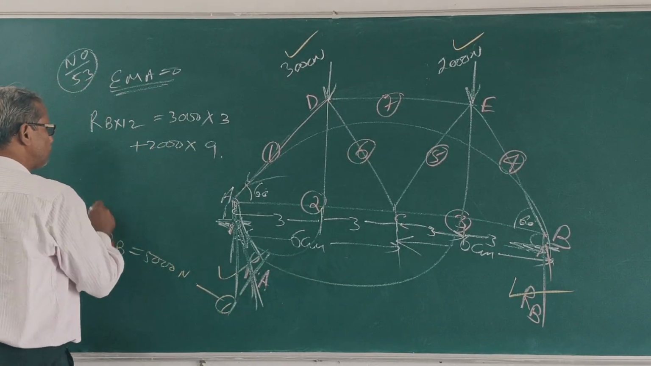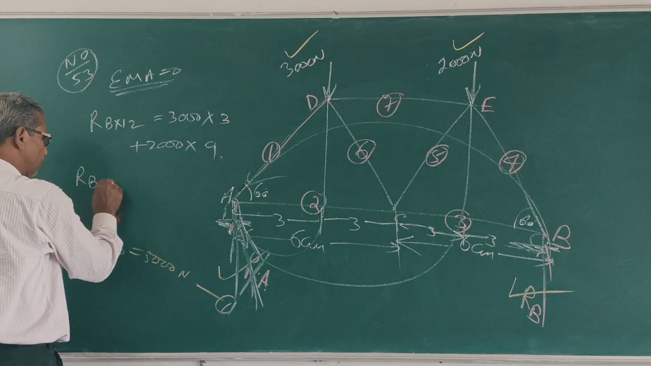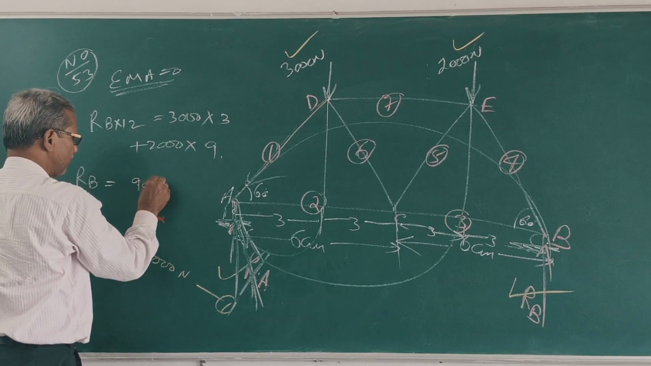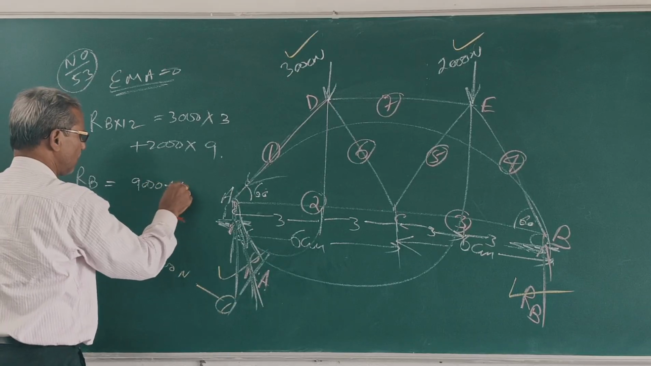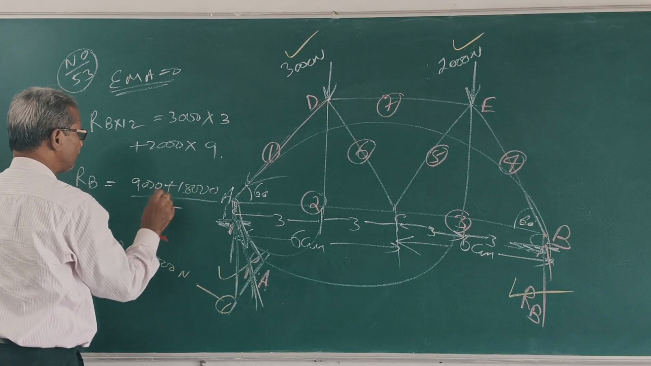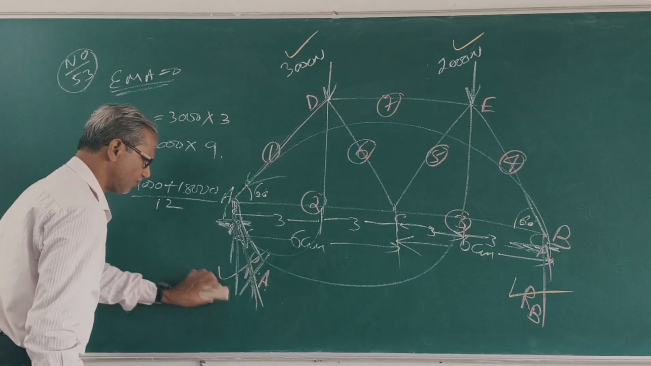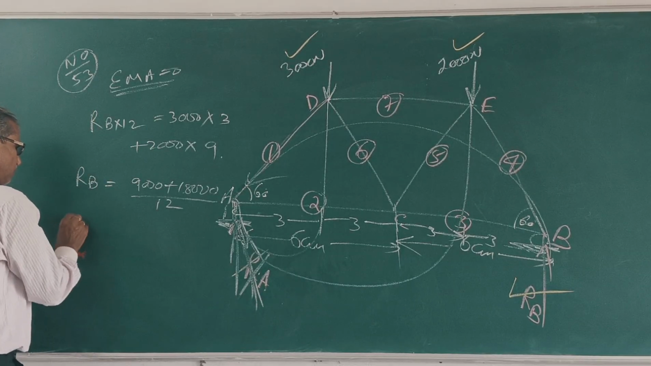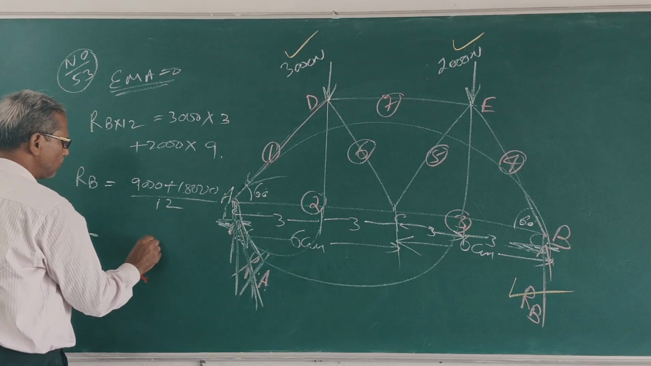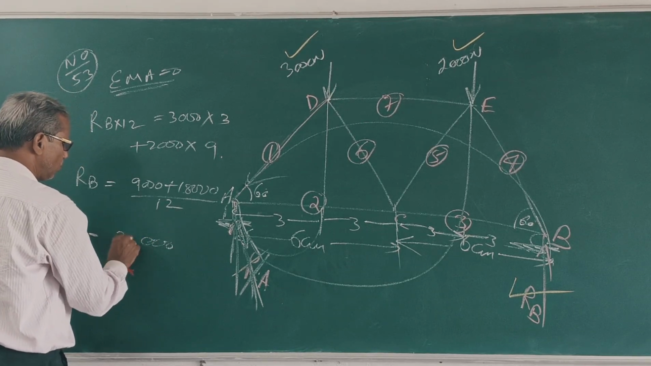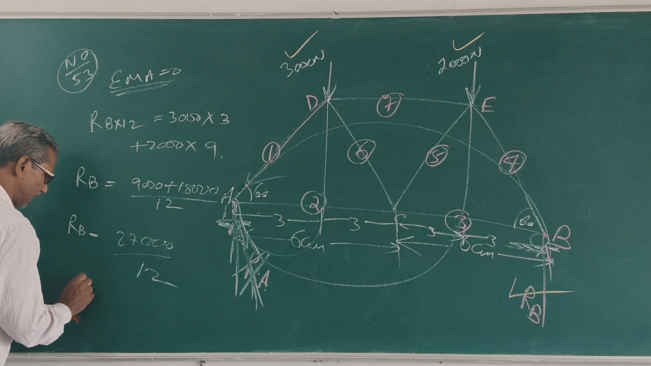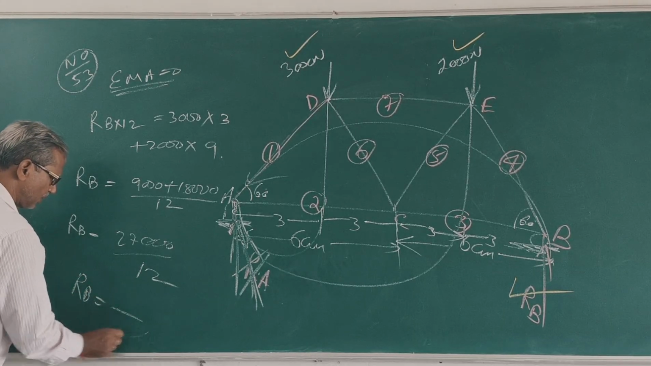So what is RB equal to? 9000 plus 18,000, that is 27,000 by 12. Clear? So we find the answer RB.